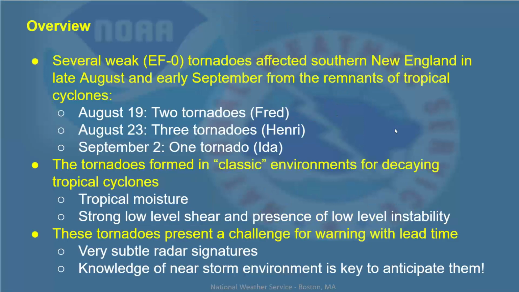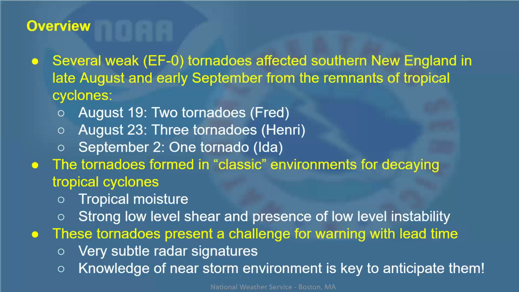So just to start with an overview of what we're going to present tonight, if you remember, there were several weak tornadoes, all EF0, that affected our region in late August and early September. They were all from the remnants of tropical cyclones. On August 19th, we had two tornadoes from the remnants of Fred, a storm that struck the Gulf Coast initially. On the 23rd, we had three tornadoes from Tropical Storm Henri, which made landfall near Westerly on a Sunday morning. And then on September 2nd, one tornado on Cape Cod from the remnants of Ida.